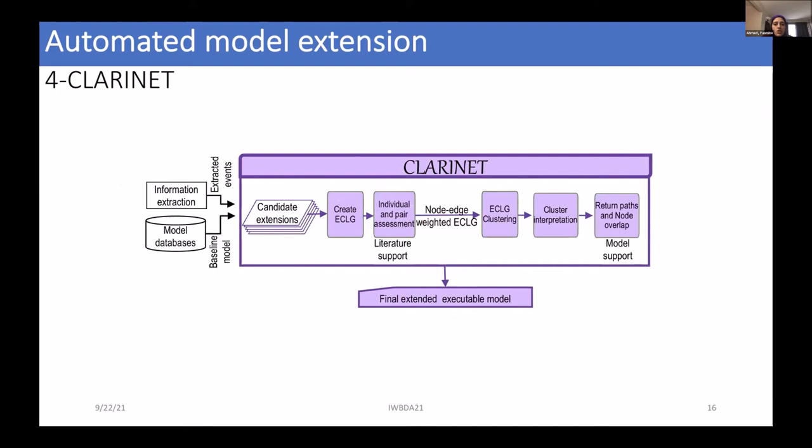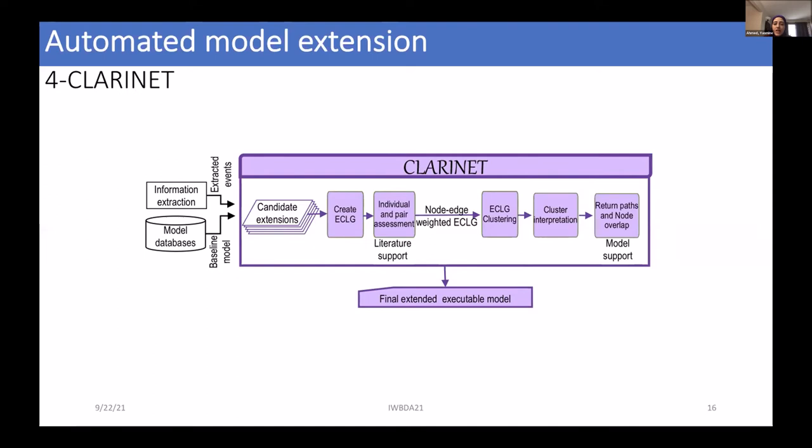So this is the pipeline of Clarinet. The inputs are the extracted events and the baseline model. From there, we get the extensions, and from the extensions, we form the event collaboration graph, where a node is an interaction and there is an edge between two nodes whenever they occur in the same paper.